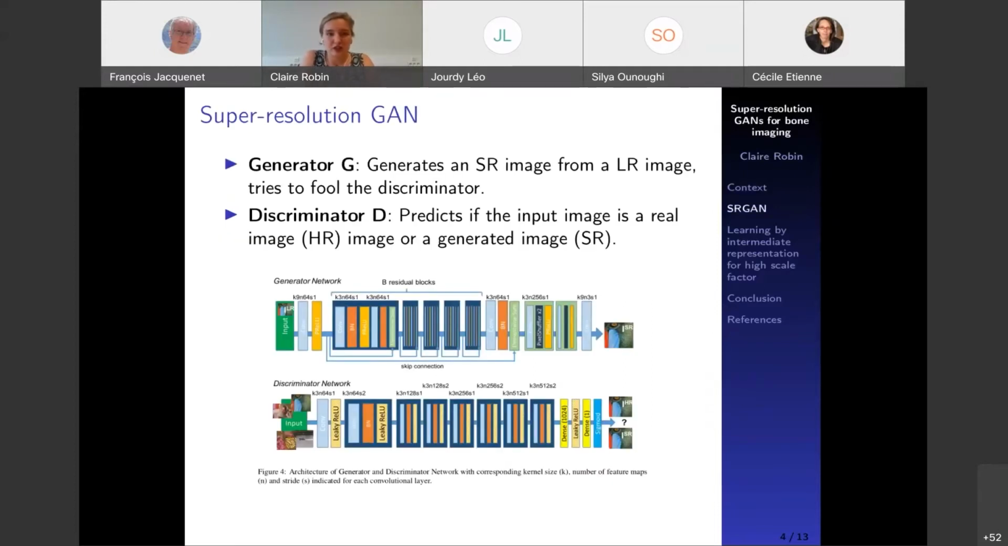SRGAN is a generative adversarial network designed for super resolution. It's composed of two models: a generator who tries to generate a convincing real image from a low resolution image, and a discriminator who tries to predict if an image is real or fake. Both models are trained at the same time, and it's a min-max problem where the generator tries to fool the discriminator, and the discriminator tries to learn to unmask the generator.